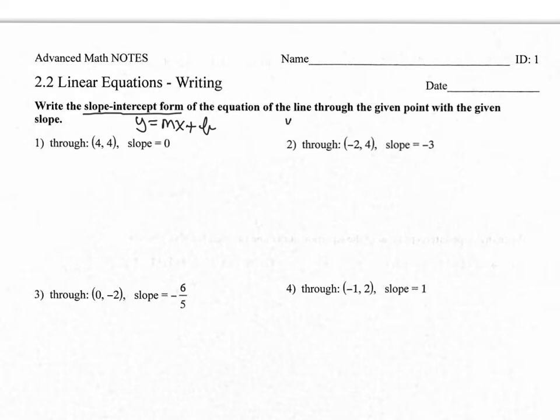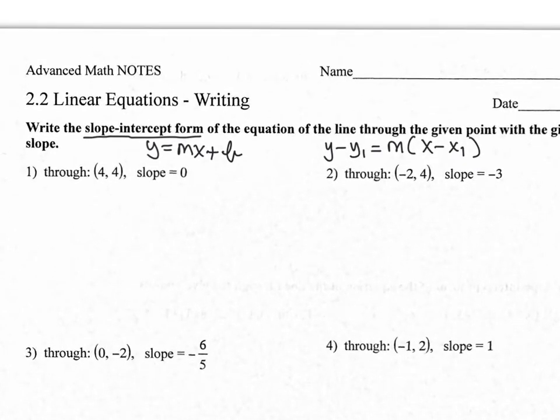So you want to use your point-slope form, which is y minus y sub 1 equals m times x minus x sub 1, and rearrange it to get it into that slope-intercept form. So notice on number 1, we go through the point (4, 4), slope is 0. So we do y minus 4 equals 0 times x minus 4. And we solve this, and we get x minus 4 equals 0. Y minus 4 equals 0, so y is equal to 4.